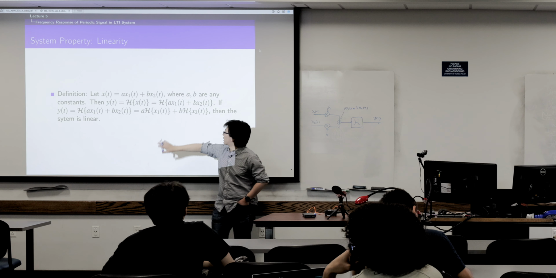Right. We can do some operation on a signal and then pass that through a system, or we can pass it through a system first and then do some operation. They are identical, right? In this case, it means the system is linear. Okay. Next, time invariance. So what is time invariance of a system?